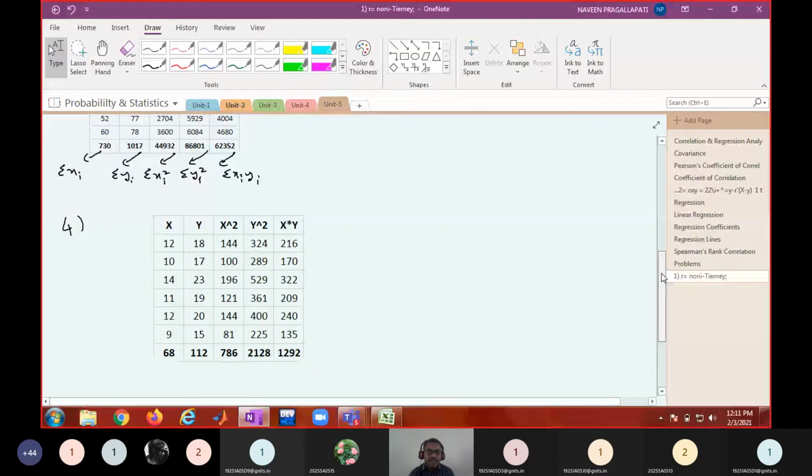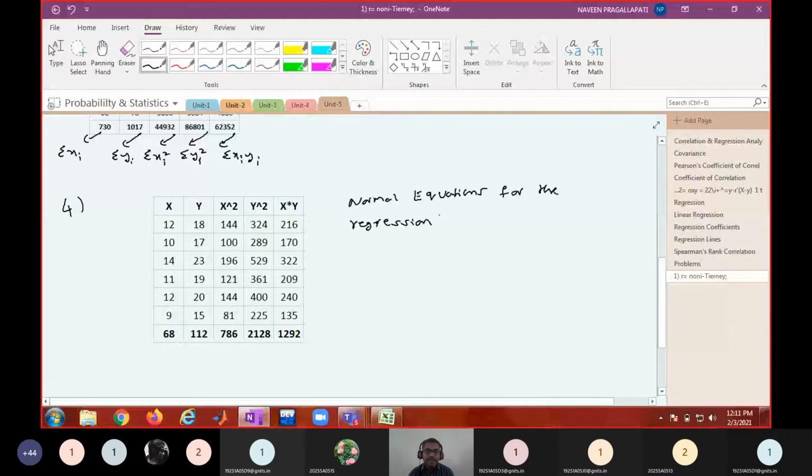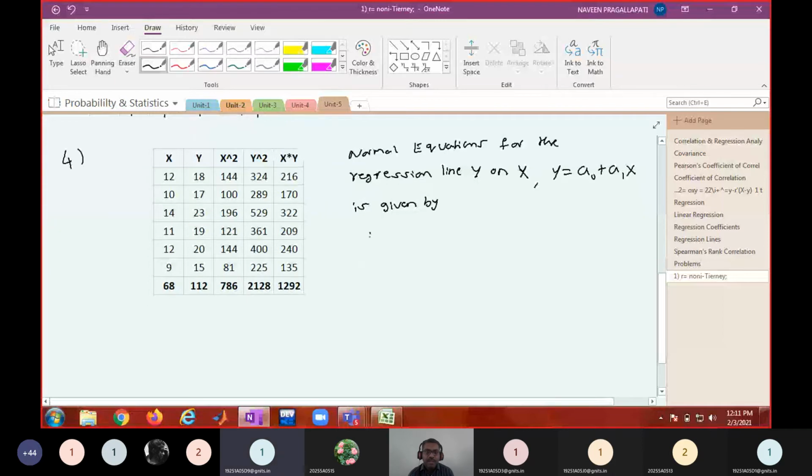What will be the normal equations for the regression line y on x, y equal to a naught plus a1 x? It is given by n a naught plus a1 sigma xi equal to sigma yi, and a naught sigma xi plus a1 sigma xi square equal to sigma xi yi.